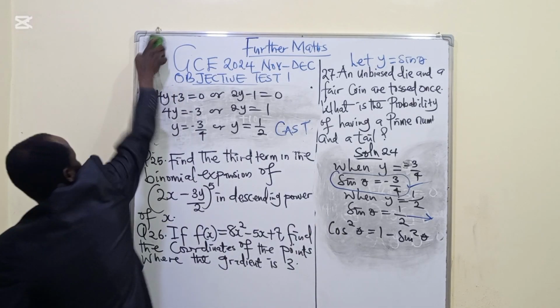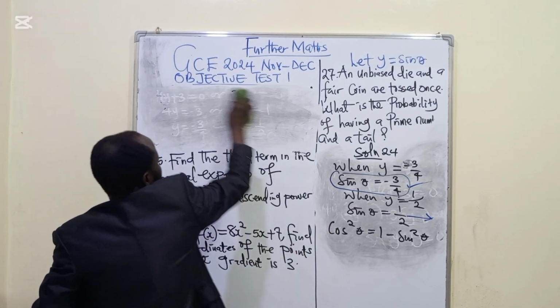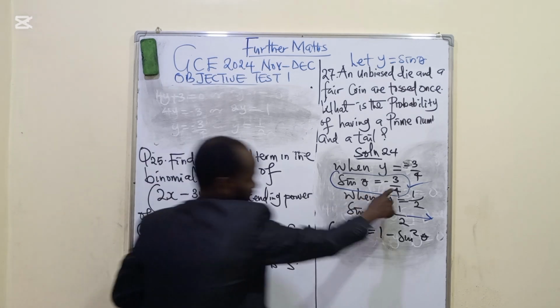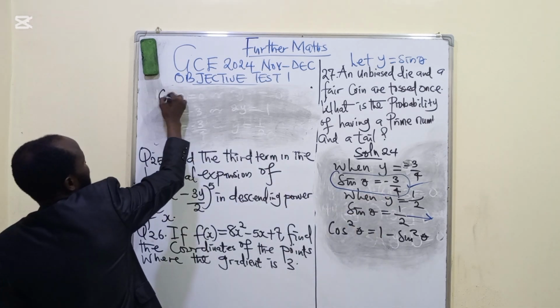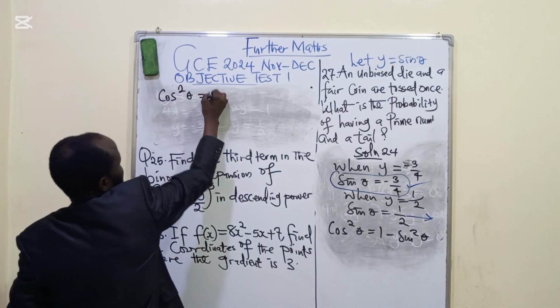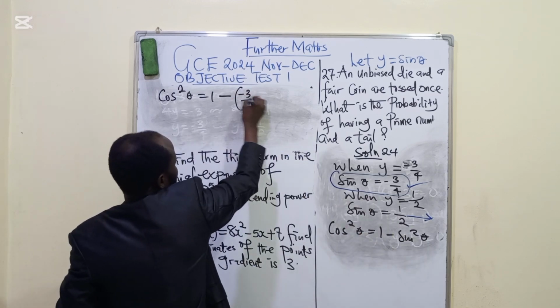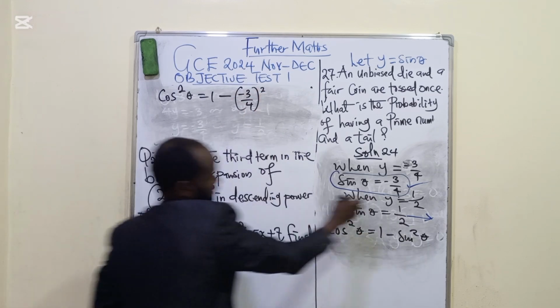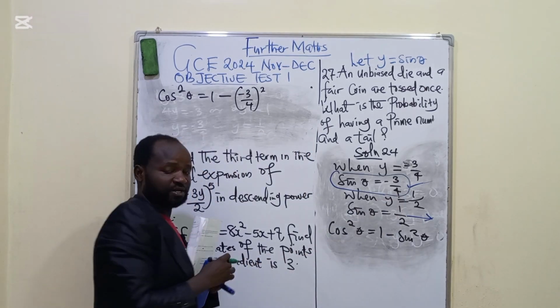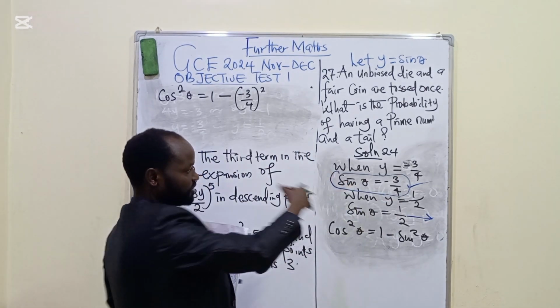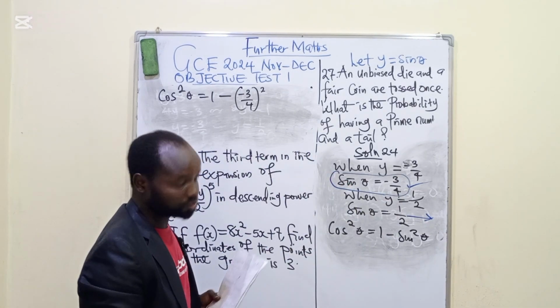Very important. Okay, so let's move here. I'm picking the negative now. So it will be cos squared theta equals 1 minus, in place of this now, I will put minus 3 over 4 all squared. I'm picking the negative sine theta now. I've explained the reason: sine is negative in the third quadrant.